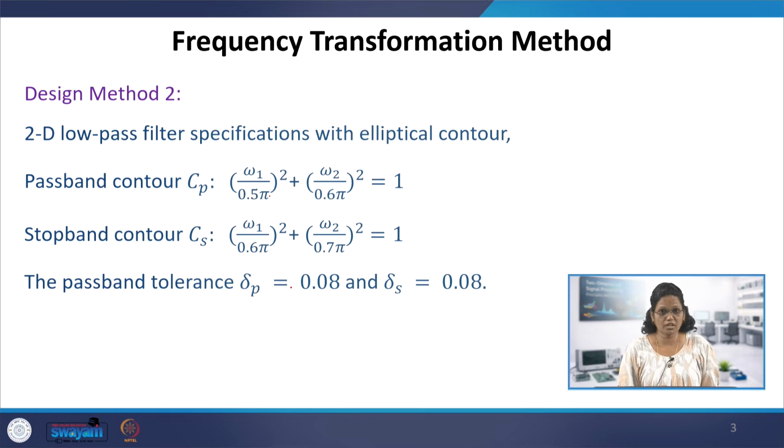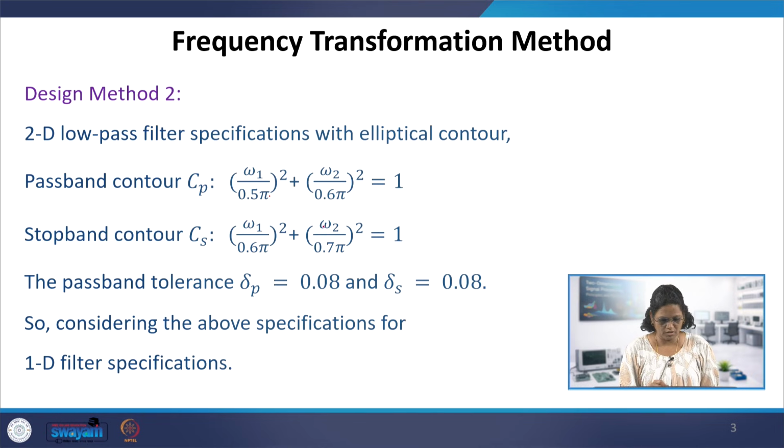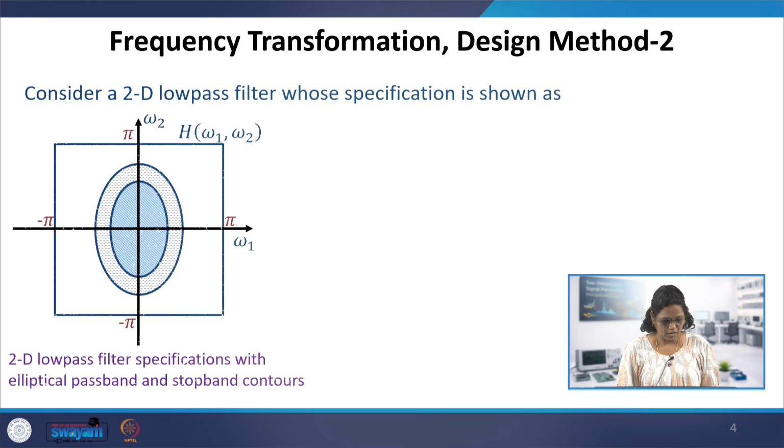So if these are the specifications given in 2D, we consider the same thing in 1D also and proceed with the design. To visualize these specifications, take omega 1 and omega 2 in 2D from minus pi to plus pi, and the contours of the passband and stop band are given as elliptical ones.